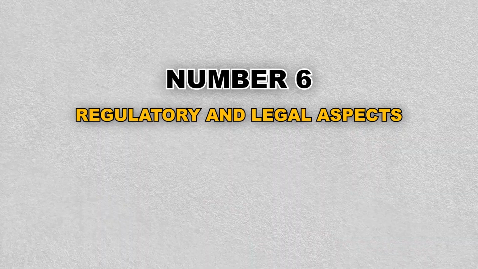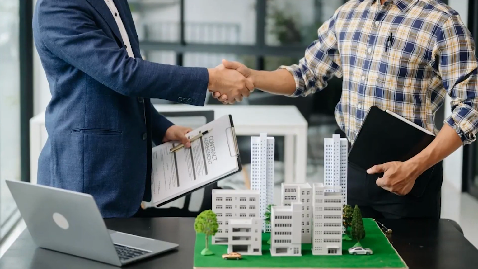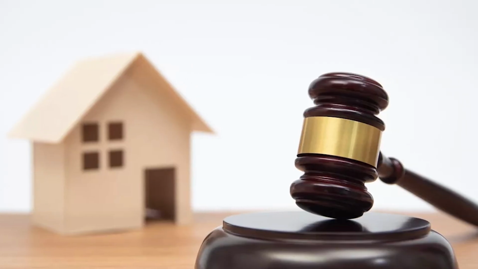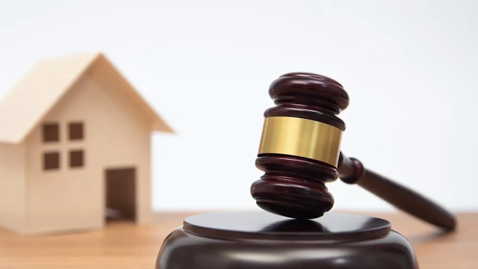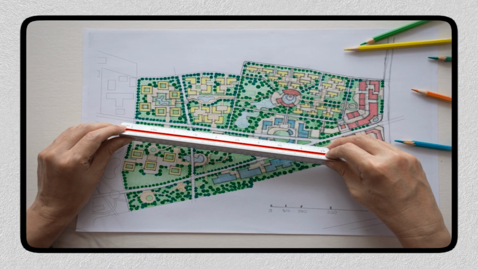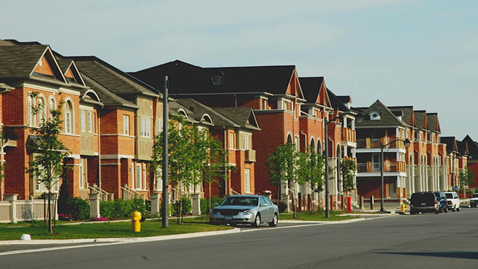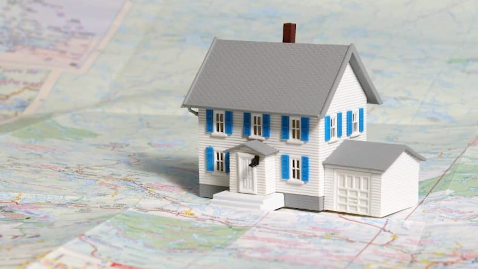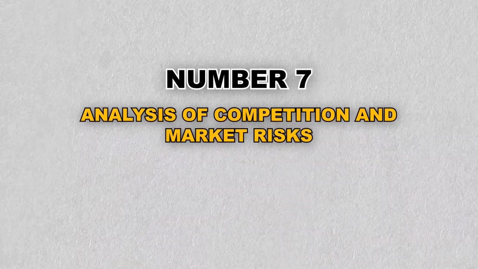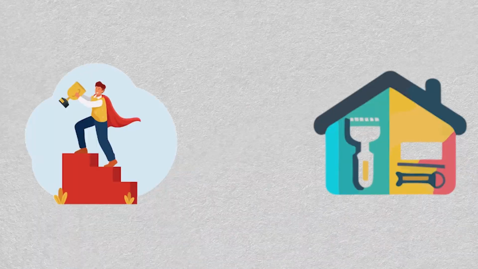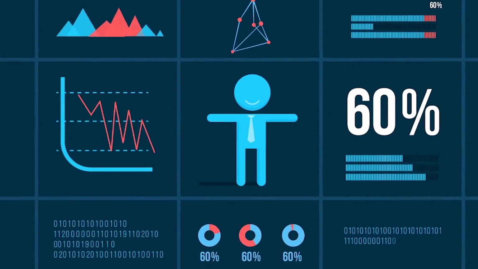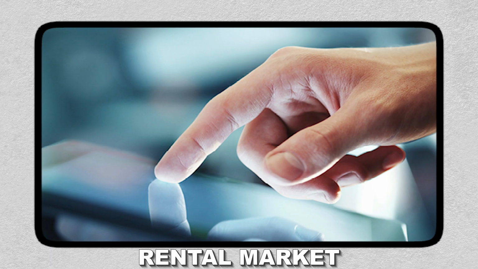Number 6. Regulatory and legal aspects. It is crucial to comprehend and abide by local laws and regulations in order to manage your rental property in a morally and legally responsible manner. Zoning regulations. Make sure that the property conforms with local zoning laws and is zoned for residential use. There can be limitations on short-term rentals or other uses of the property in some places. Number 7. Analysis of competition and market risks. The success of a rental property is greatly influenced by market risks and competition. Monitoring these elements aids in risk reduction and maintains competitiveness in the rental market.